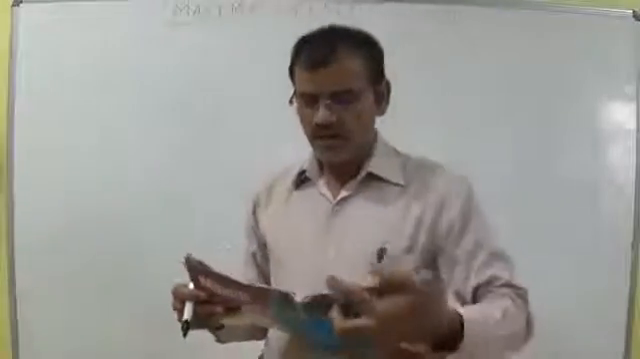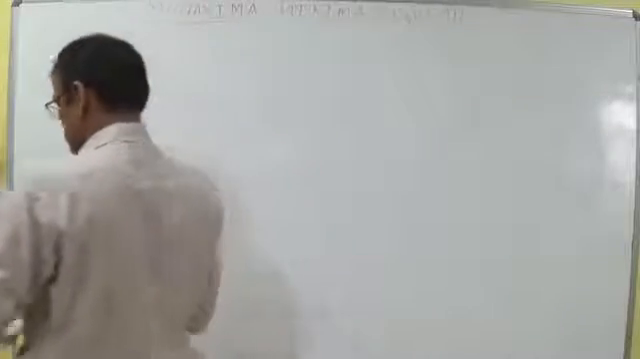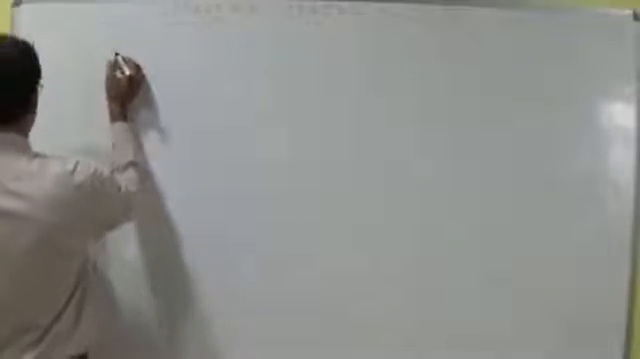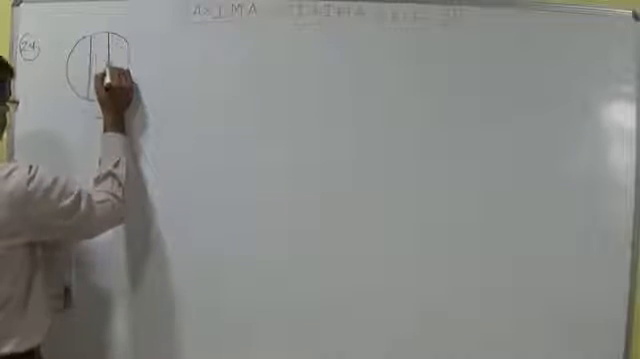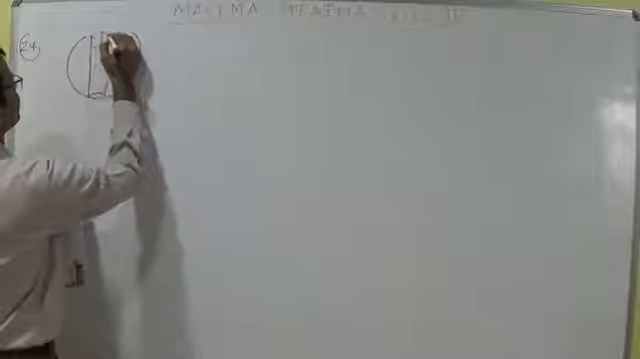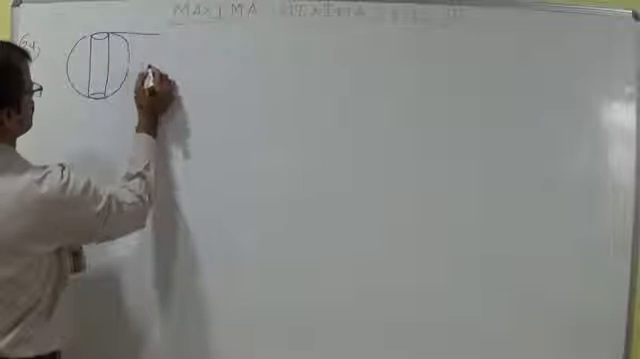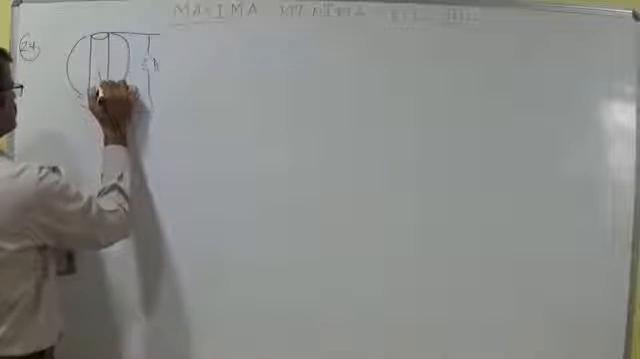Twenty-fourth one: the height of the cylinder of maximum curved surface area that can be inserted in a sphere of radius capital R. You should calculate the height. Total height, in the previous method I am writing 2h, because in the middle I used to say that it is h.